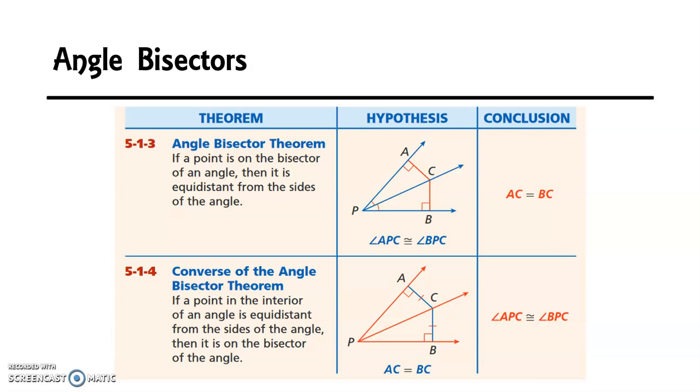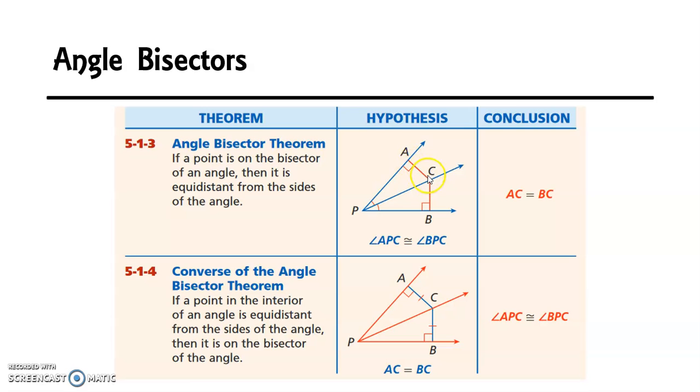So now we're going to talk about angle bisectors. Now, if you recall from what we've learned in the past, an angle bisector cuts an angle into 2 equal parts. So it's a ray or a segment that goes through the center of an angle and cuts it into 2 equal parts. Now, the angle bisector theorem says that if you have an angle cut into 2 equal parts, then any point on this ray, if you find the shortest distance from that point to the side of the angle, it will be equal to the distance to the other side of the angle.